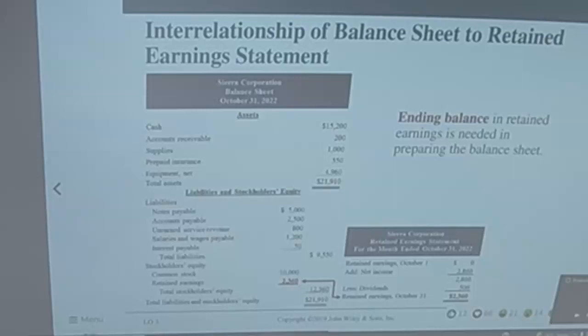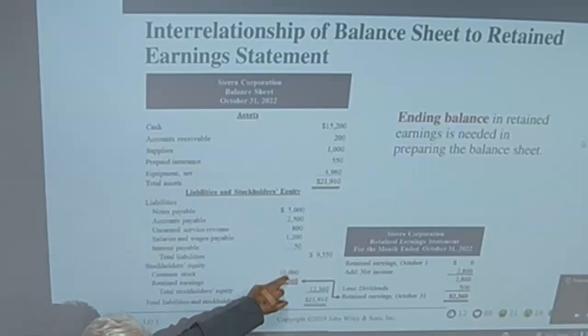So, the shareholders' equity comes from the statement of retained earnings. The ending balance of the statement of retained earnings. That belongs to the corporation, but it also is all part of the people who own the corporation.